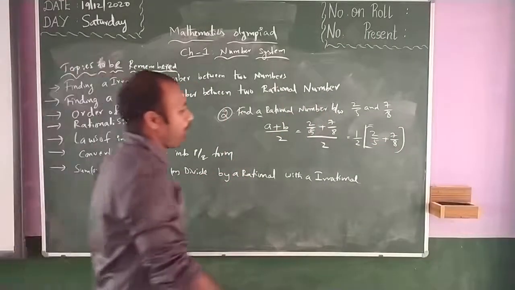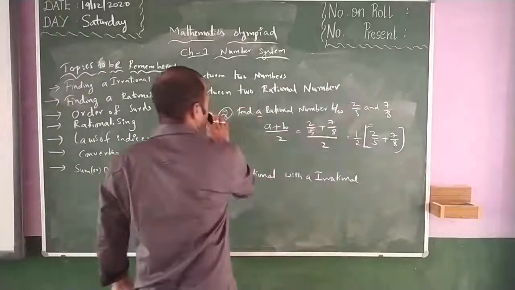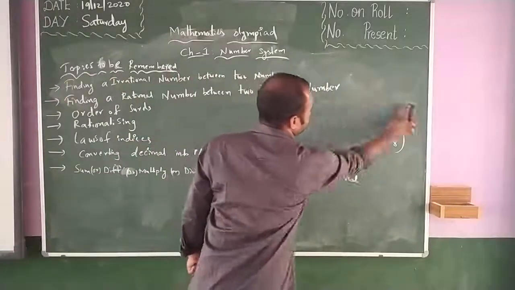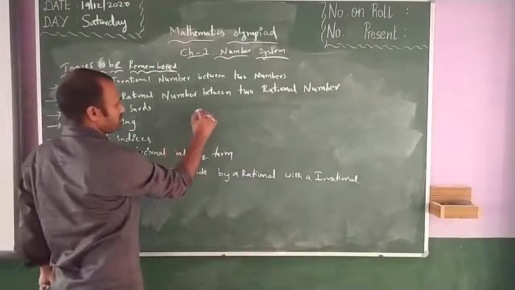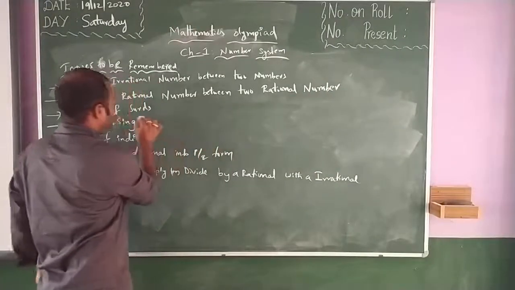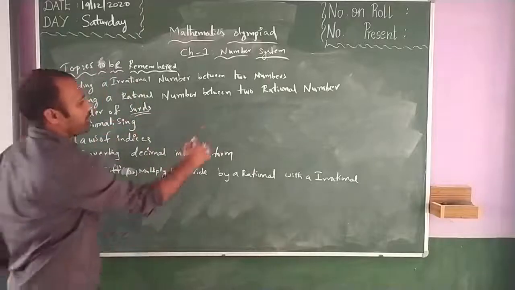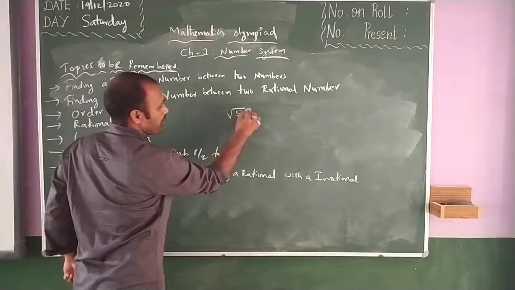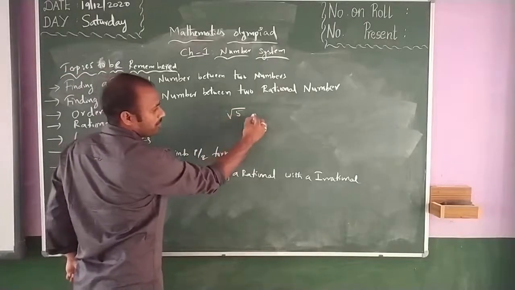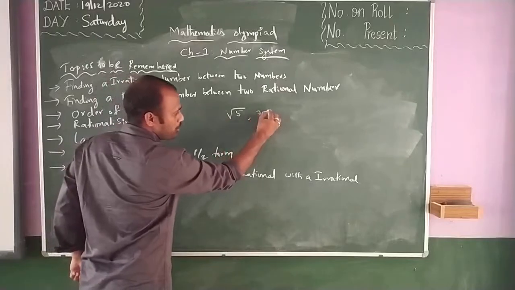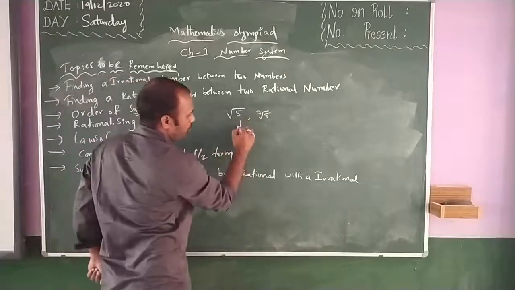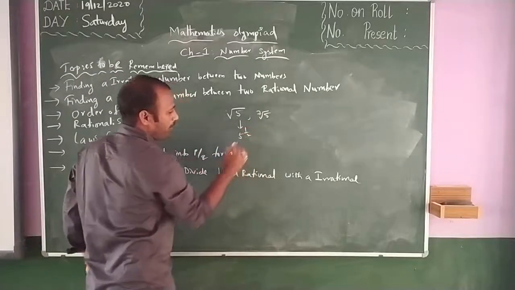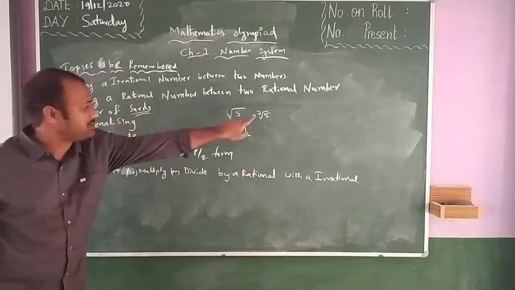Next, let us talk about the order of surds. First of all, a surd is nothing but, let us take this one, root 5. It is the square root of 5, you can say. Now if I take 7th root of 5, this root 5 can be written as 5 to the power of 1 by 2. So these are called surds.